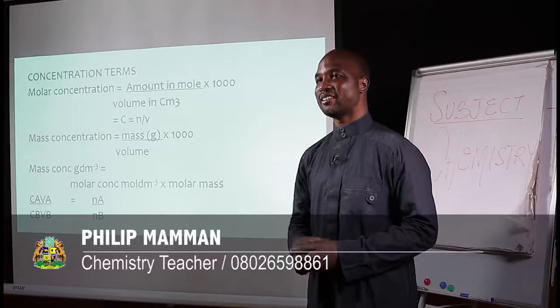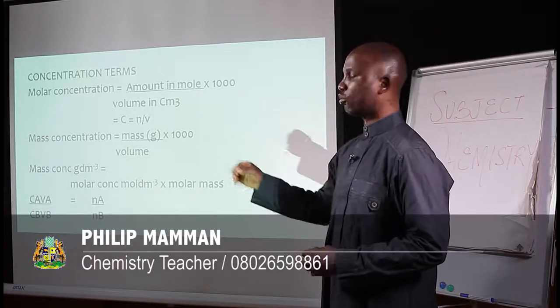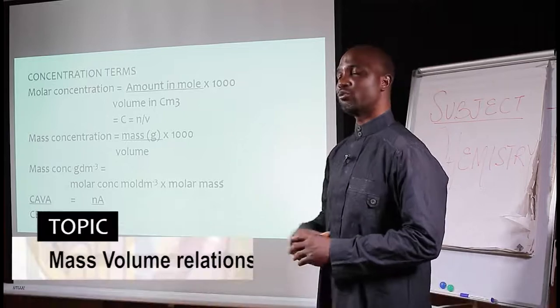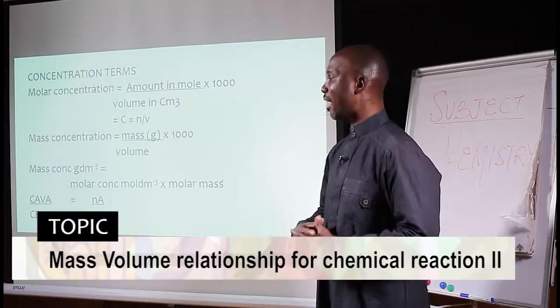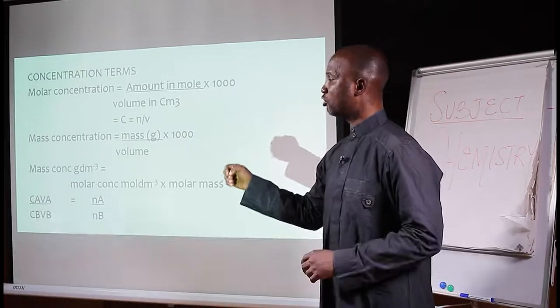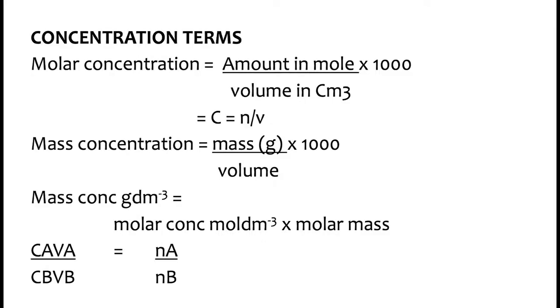Of course, I said there's a relationship between mass concentration, molar concentration, and molar mass, such that you have mass concentration in grams per dm cube is equal to molar concentration in mole per dm cube times molar mass in grams per mole. Now, the last formula I will be mentioning today is your CaVa over CbVb is equal to Na over Nb.